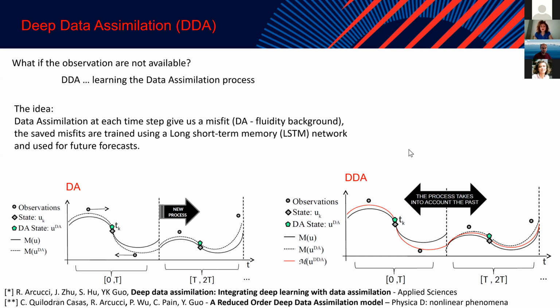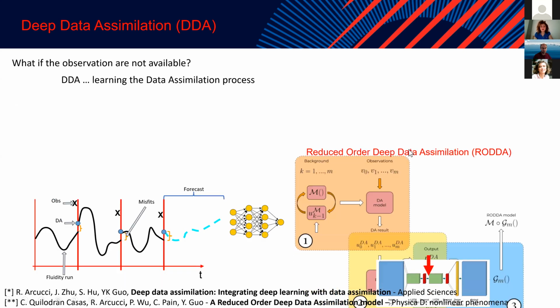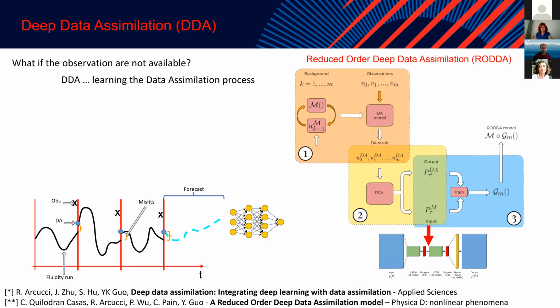Let's see how this can be implemented. What we have done is implement the standard data assimilation. So you have your computational fluid dynamics model, you have your observation, you do your data assimilation, then you have your data.